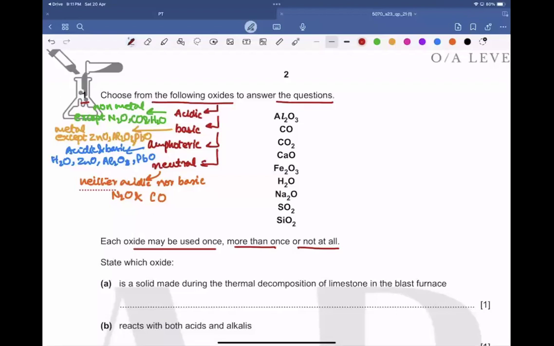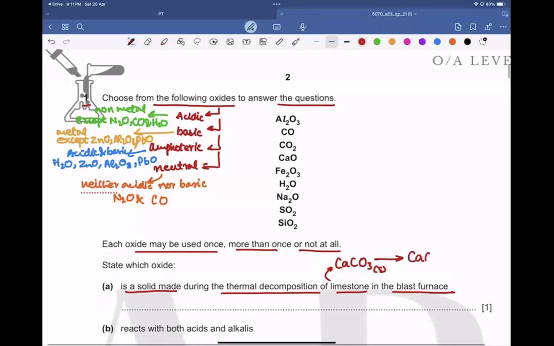Okay, state which oxide A is a solid made during the thermal decomposition of limestone in the blast furnace. Limestone is calcium carbonate, an ionic compound, and when we heat it, two oxides are formed: calcium oxide and carbon dioxide. Carbon dioxide is a non-metal oxide, and we all know that it is a gas. Yes, Rahim, very good. Calcium oxide is an ionic compound, so it's a solid. So the answer for the solid one is calcium oxide. Is this clear to all of you?